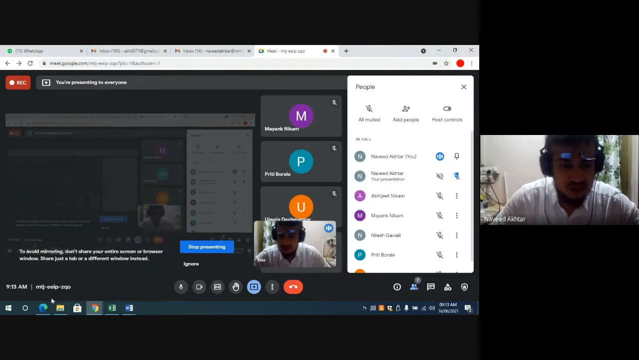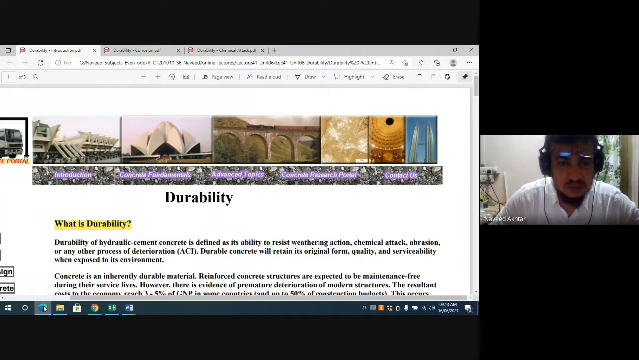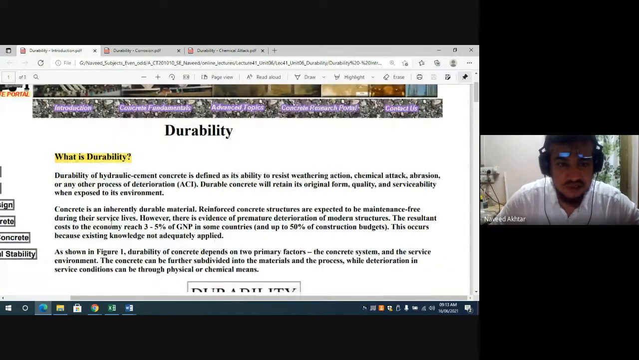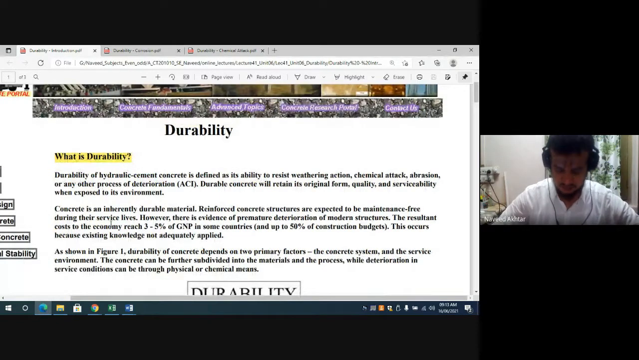So we will come to our main topic, that is deterioration. As I told you, deterioration is related to durability. And what is durability? Durability is nothing but the resistance of your concrete to deterioration.